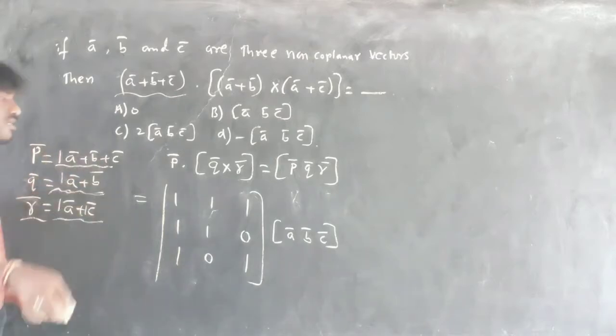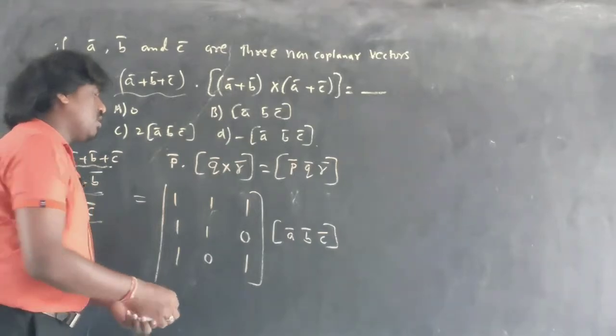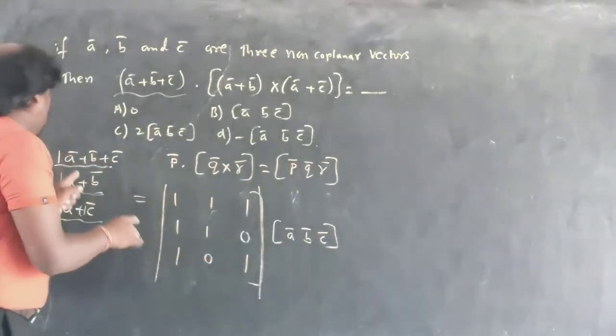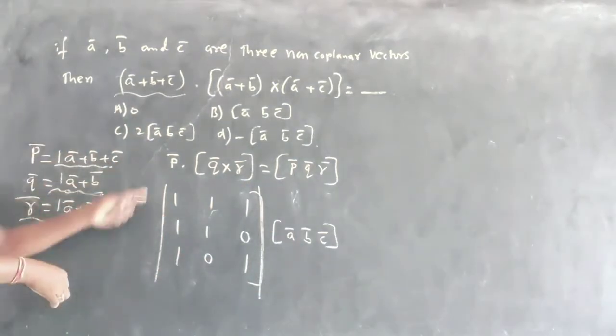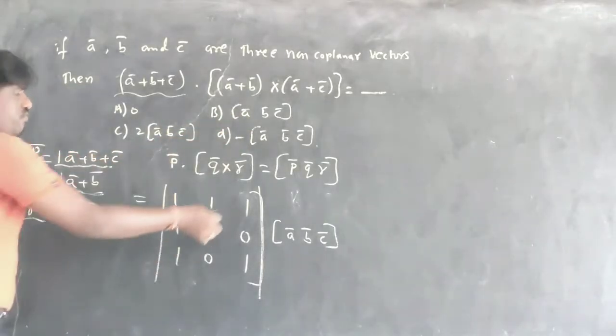So at that time I told you previously you have to use this one. So the determinant of this, into vectors box, will give the result of this one. So you find the determinant of this.